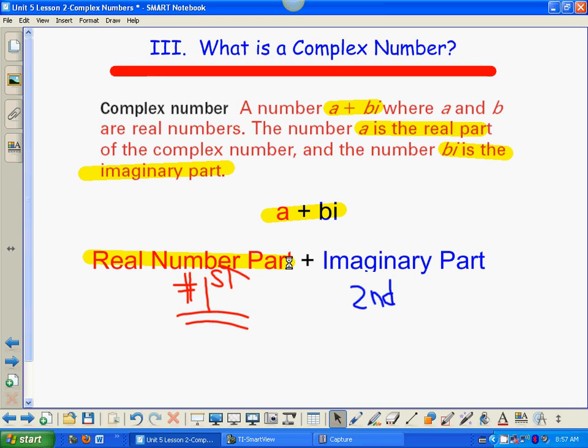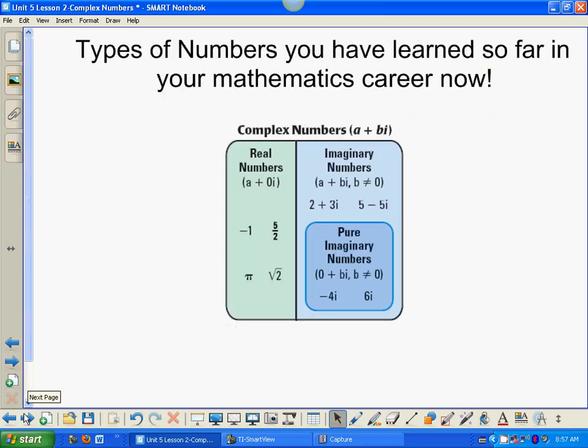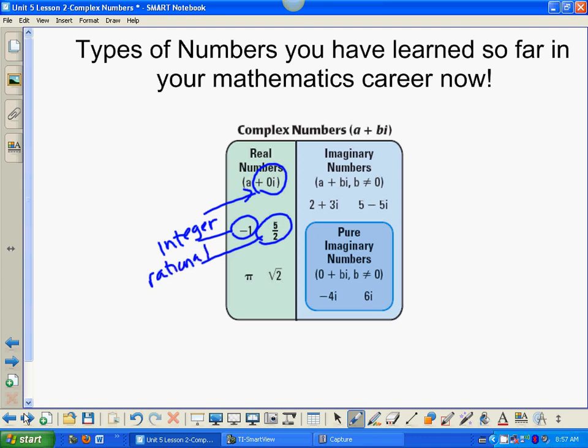So let's talk about all of the kinds of numbers that you have learned so far. All complex numbers are of the form a plus bi. So your real numbers do not have an imaginary number part. So a real number can be like -1, which is an integer. It can be like 5/2, which is rational. It can be a number like pi or √2 that is irrational, which is a non-repeating, non-terminating decimal. You can have a number like 5, which is a counting number. Okay? You can have a number like 0. Those are all of your real numbers.